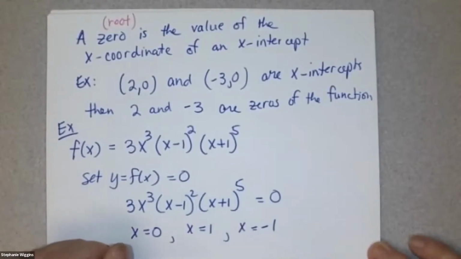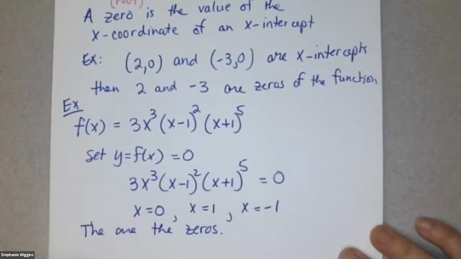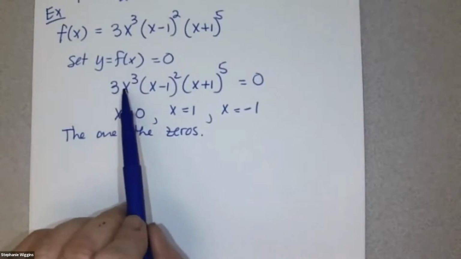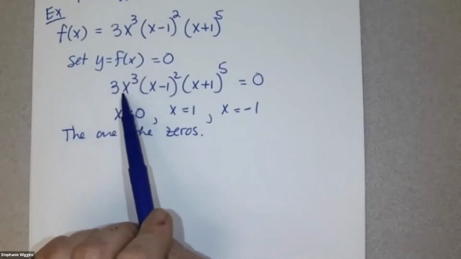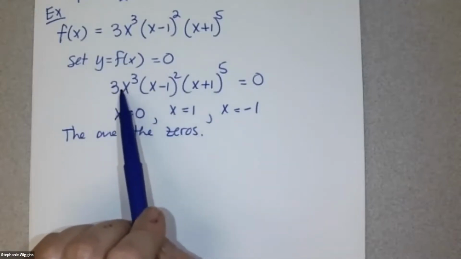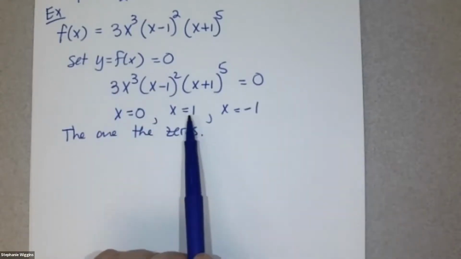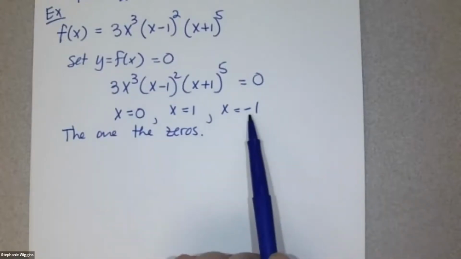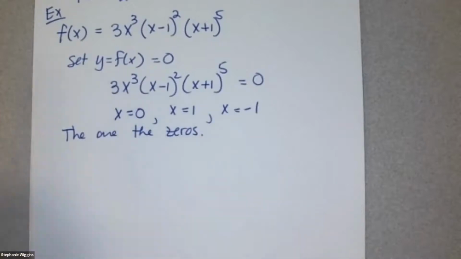These are the zeros. So you just plug in 0 everywhere you see x. Well, this factor tells me that if I plug in a 0 here and I multiply these other things by that 0, the whole thing is 0. Or if I plug in 1, 1 minus 1 is 0, so everything will be 0. Or if I plug in negative 1, I'll get 0. So that means these values are the zeros.